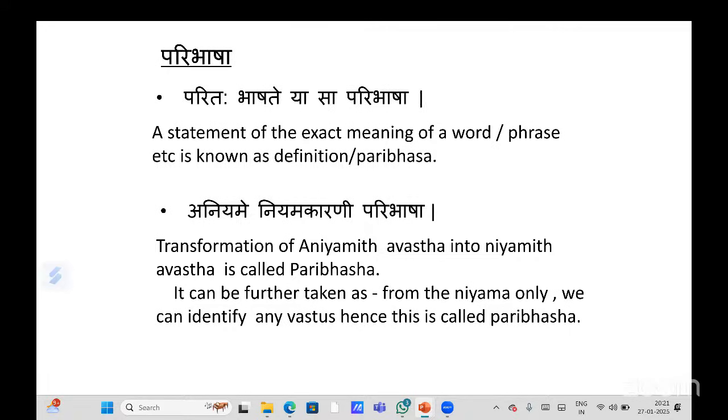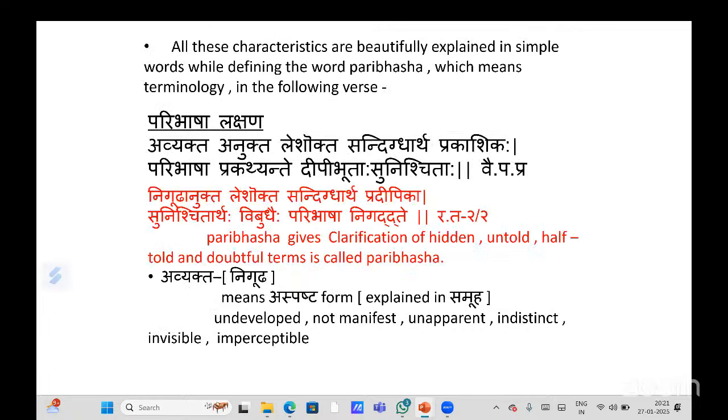paribhasha. So when you go through the paribhasha definition or lakshana: avyakta anukta leshukta sandigdhartha prakashitah paribhasha prakatyate deepibhuta sunichita. So here paribhasha gives the clarification of hidden, untold, half-told, and doubtful terms.